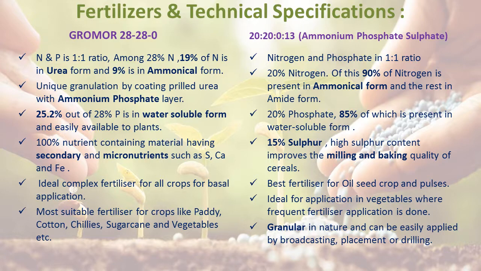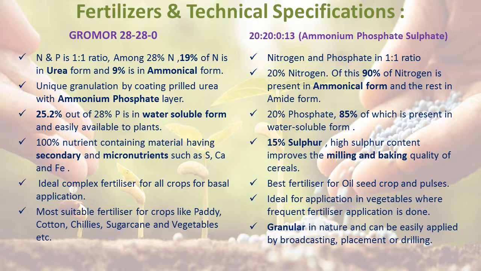20-20-0-13. Here is the NPKS. It is the ammonium phosphate sulfate. Here the nitrogen to phosphorus ratio is 1:1. N and P ratio is 1:1. And among the 20% of the nitrogen, 90% of the nitrogen is present in the ammoniacal form, and the rest in the amide form. And of the 20% of phosphorus, 85% is present in water soluble form. And the sulfur is 15% actually.